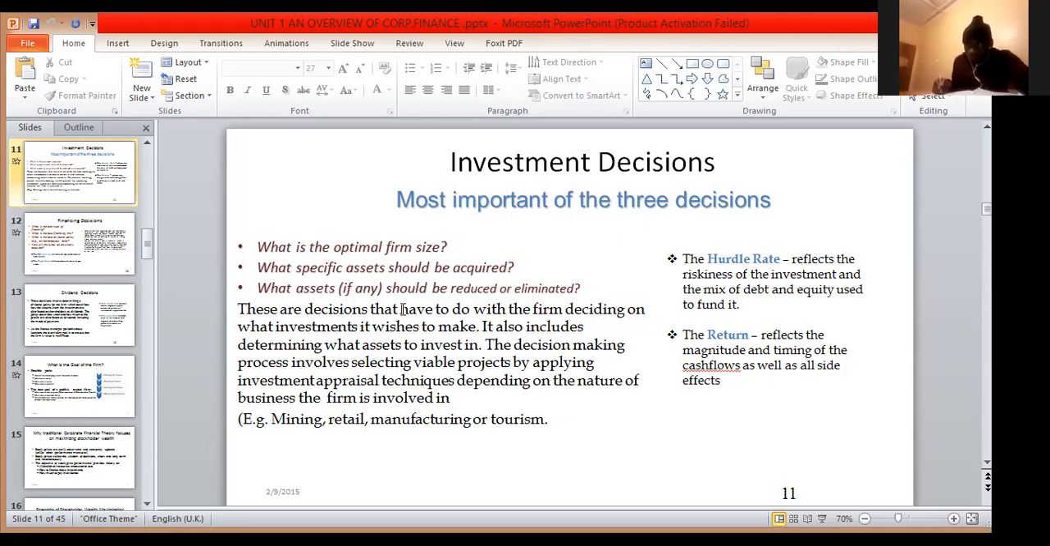So a return reflects the magnitude and the timing of the cash flows as well as all side effects. People have brought in their money. What is it that they are getting out from this business? So that is how important investment decision is.